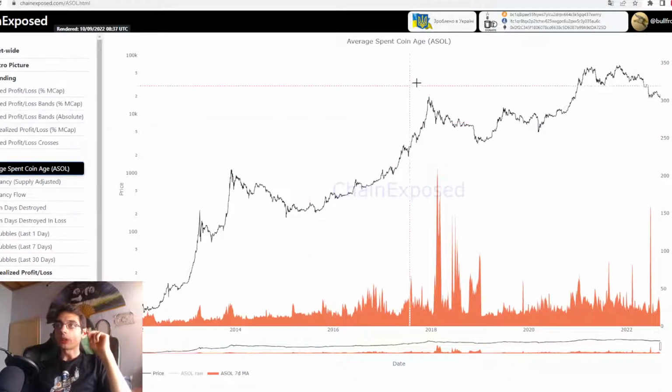This is the average spent output lifespan for Bitcoin. This is just taking into account transactions and not UTXOs, and not the weighted volume of the coins. If there are 100 transactions with 0.1 Bitcoin, they count as 100.